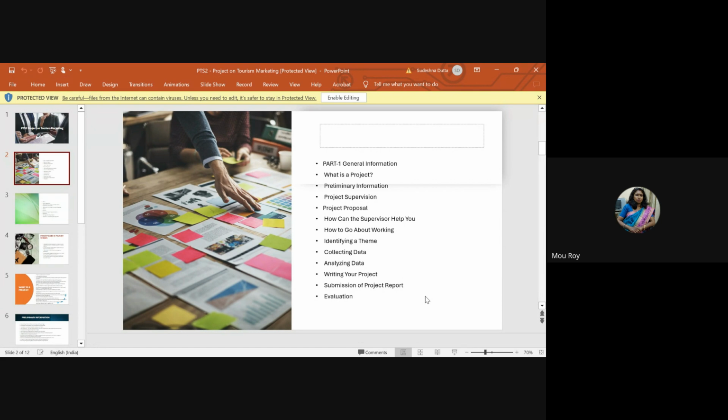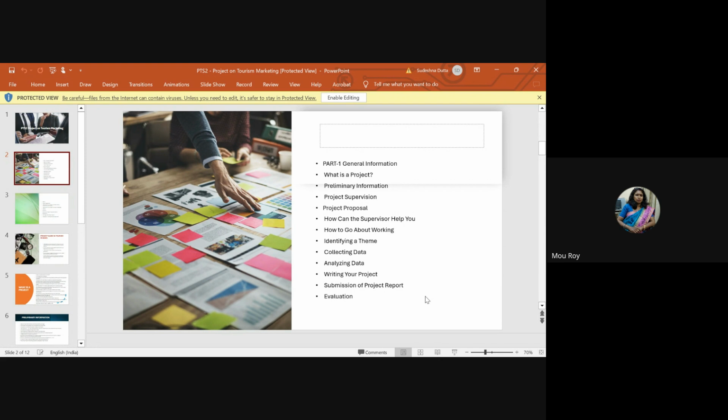Then you have a supervisor, an IGNOU supervisor, your guide, who will guide you on what to do and how to do it. Then you have to make a proposal. Proposal is basically for a project. Before you do a project, you have to go for a proposal.